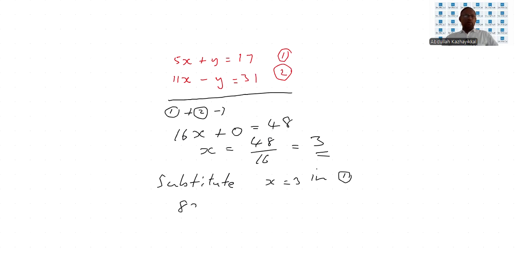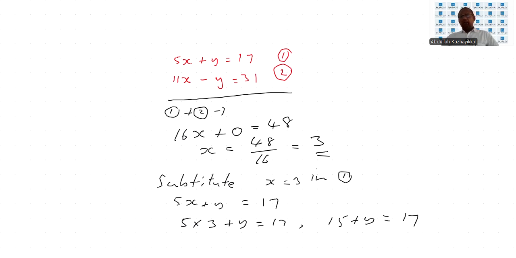8x plus y, not 5x. That means 5x plus y is equal to 17. What is your x? 3. 5 into 3, not 53. 5 into 3 plus y is equal to 17. What is 5 into 3? 15. 15 plus y is equal to 17.